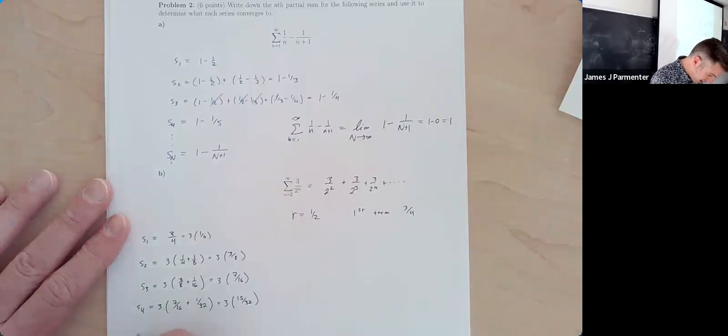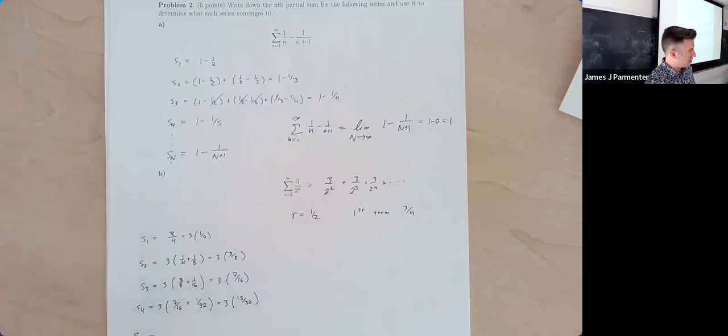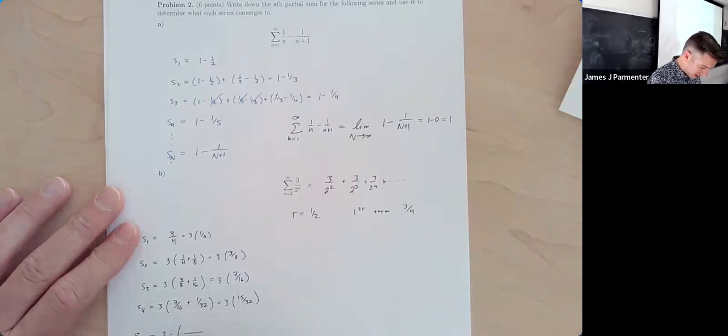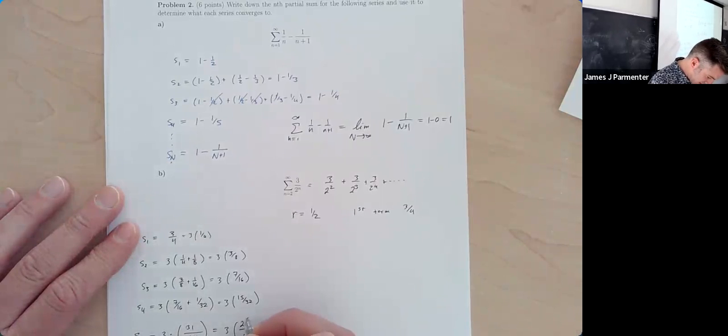So if I want to write S5, I like to write the next one just to make sure I know what the pattern is doing. The next one is going to be 3 times, the bottom is going to be 64, the top is going to be half of that minus 1. And then I might write it as 3 times, well, 64 is 2 to the 6th, and 31 is 2 to the 5th minus 1.